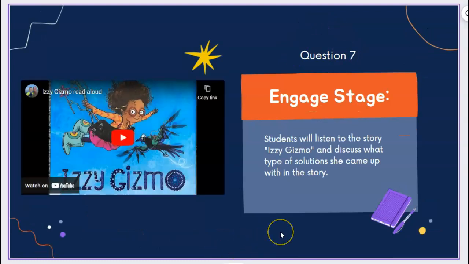So the engage stage of this lesson, students are going to be listening to the picture book Izzy Gizmo, and then they'll also be discussing the types of solutions that she came up with in the story, and what kind of problems those solutions were solving.